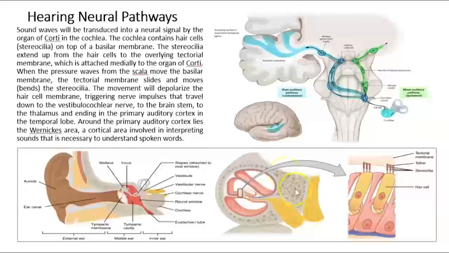So we are able to hear because we have the organ of Corti. The trick is to move the hair cells right here. In order to do that, we need to move the basilar membrane. When we move the basilar membrane, the hair cells are going to move because the tectorial membrane is basically fixed.